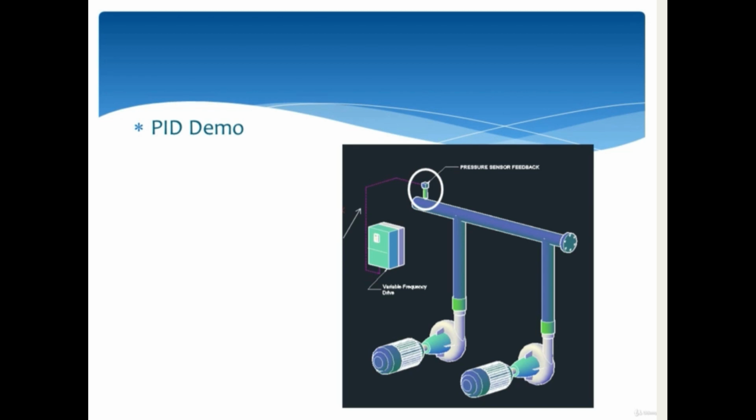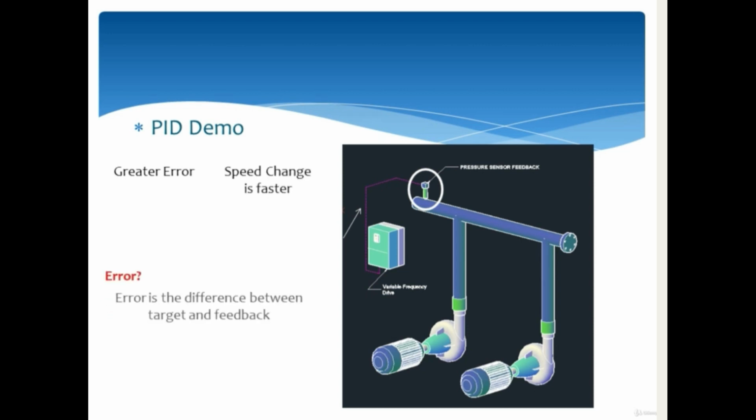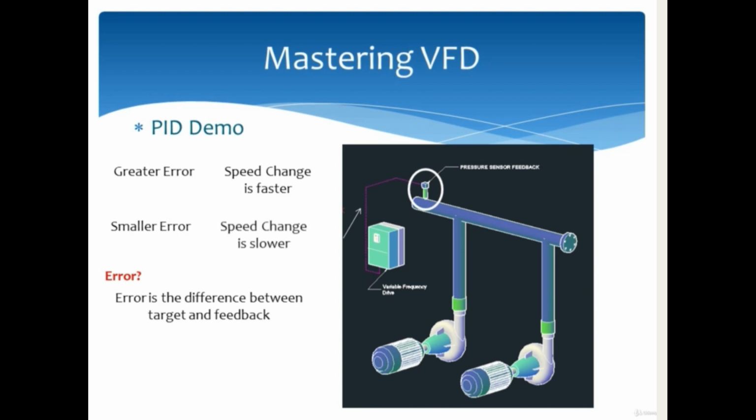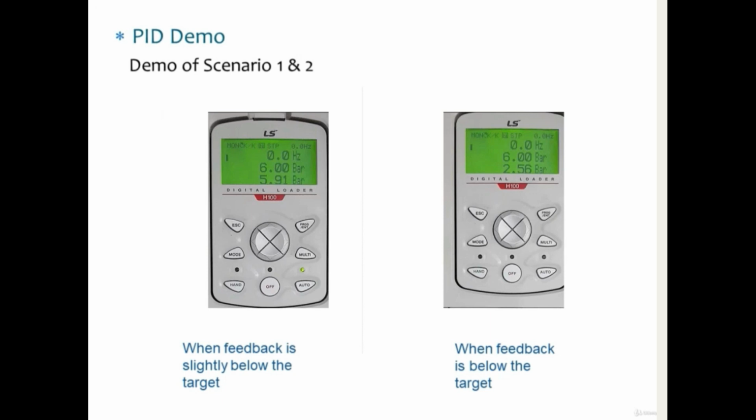When the feedback is away from the target, the PID considers it as a greater error and it will accelerate the pump faster. What I meant by the error is the difference between the feedback and the target. However, if the feedback is near to the target, PID considers it to be a smaller error, so it slowly accelerates the pump. In the demo, I will show a comparison between these two.